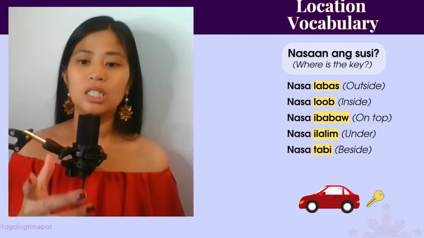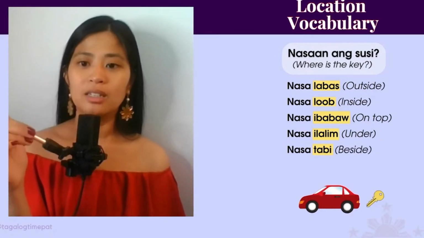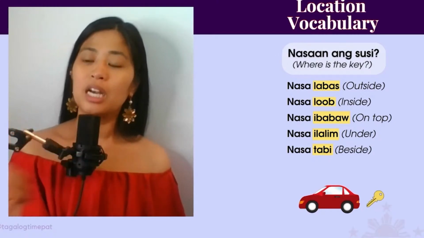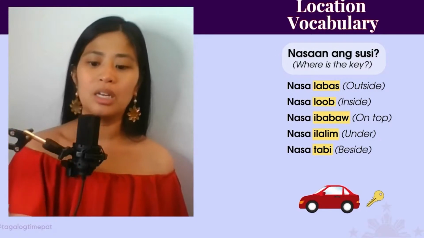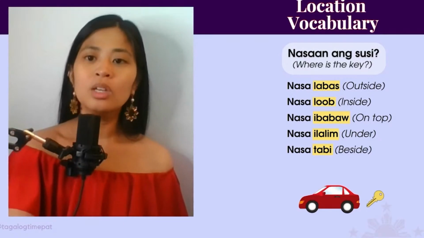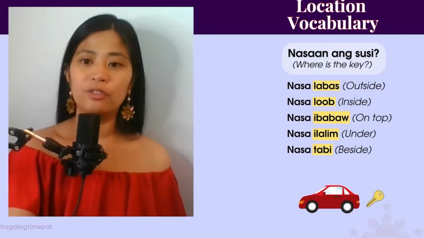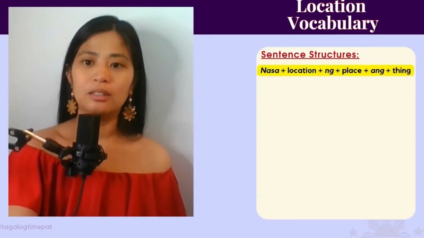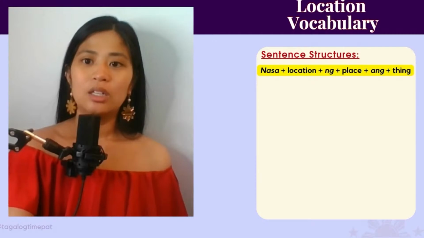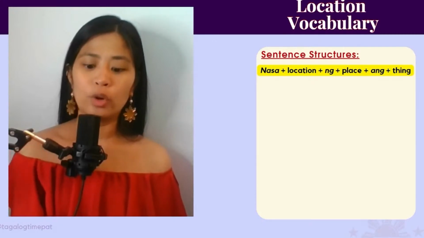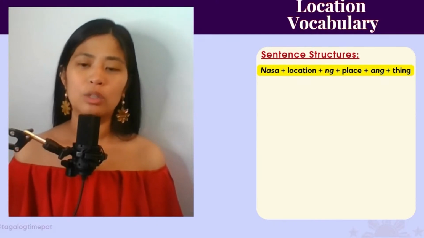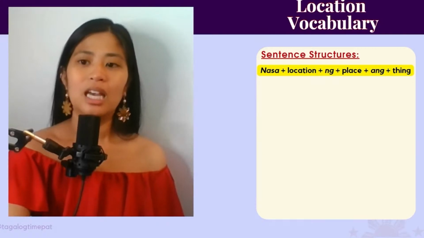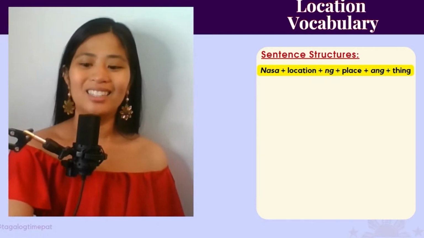So if you wanted to be specific, you would add the object afterwards. Nasa tabi ng kotse, it's beside of the car. Ng kotse. Nasa tabi ng kotse. So those are just the different location vocabulary words that you might hear. And just the sentence structure for the response, it would be nasa plus the location word that we just learned. Then it's nang, then it's a place, then it's ang, then the thing. So let's take a look at it.